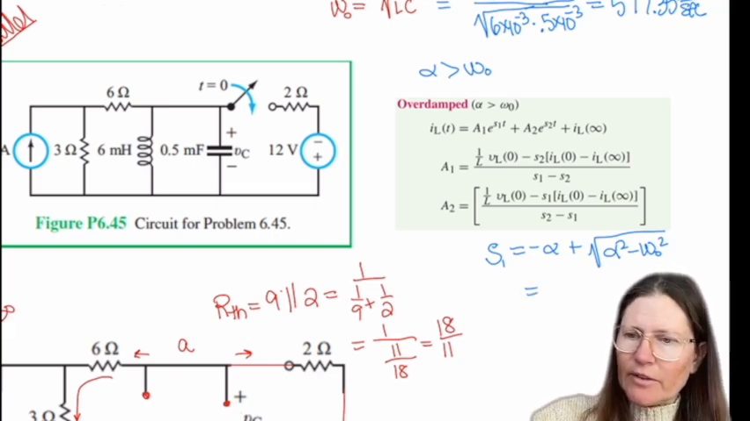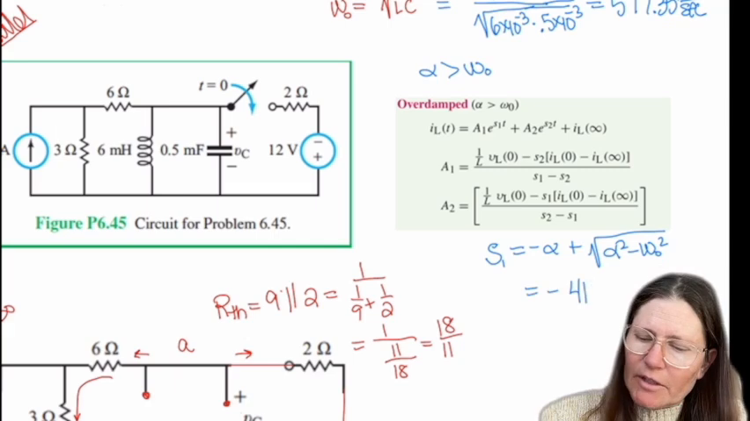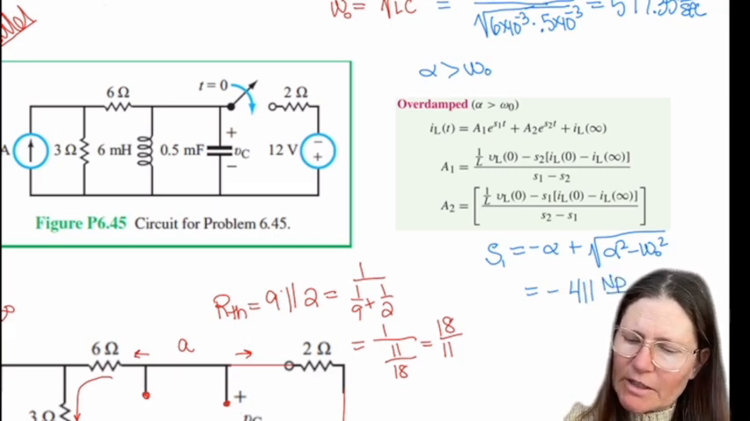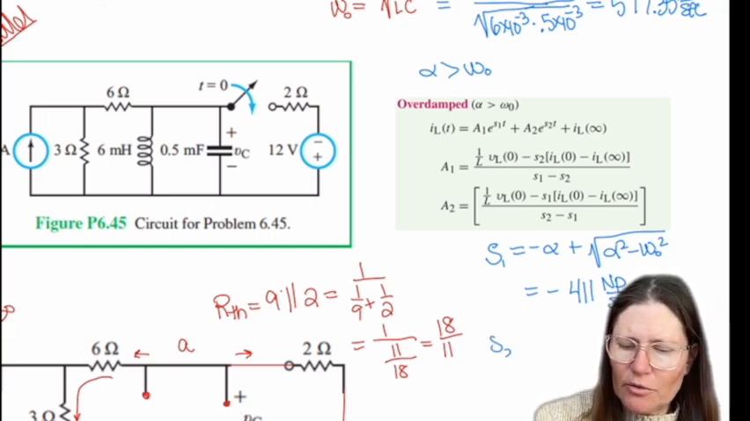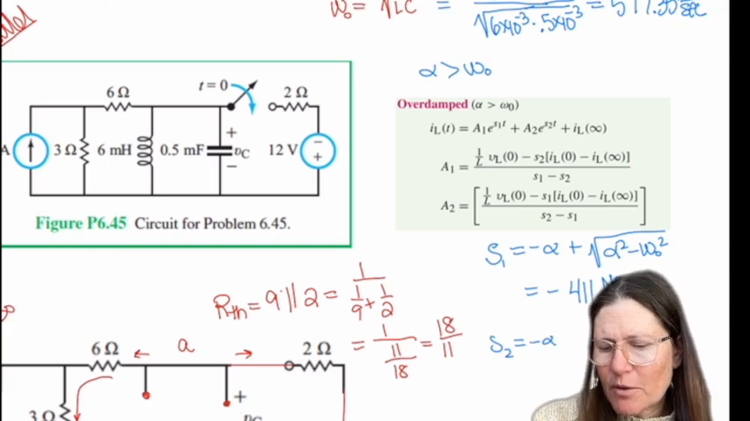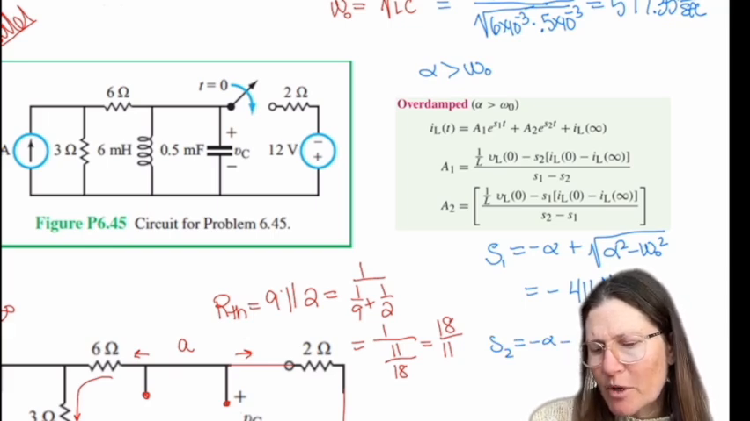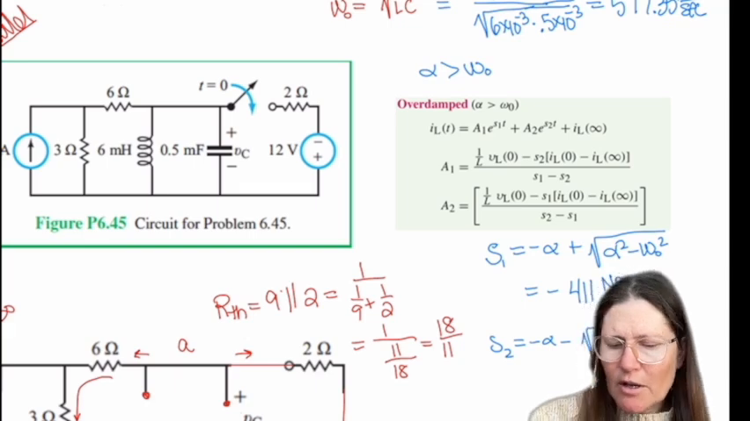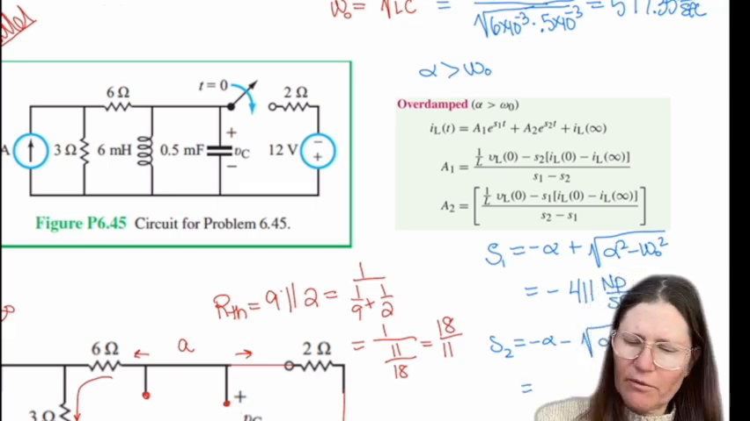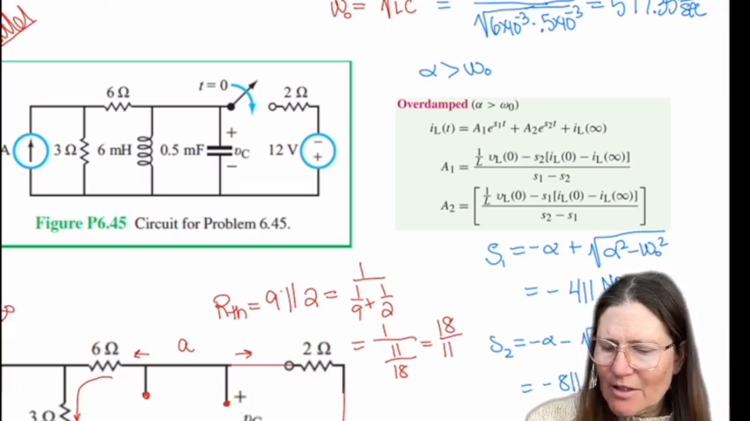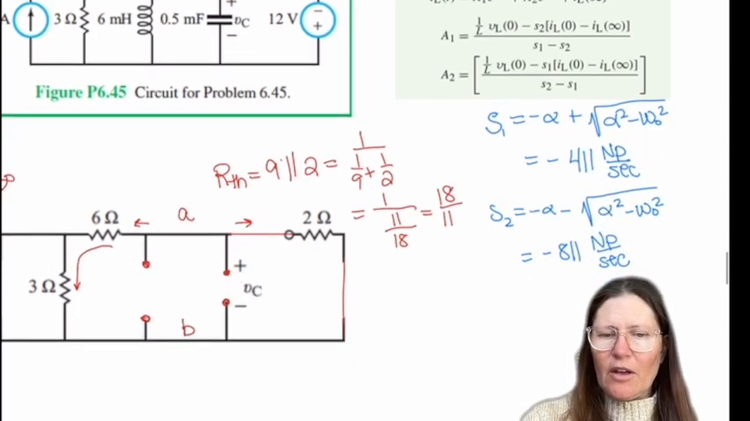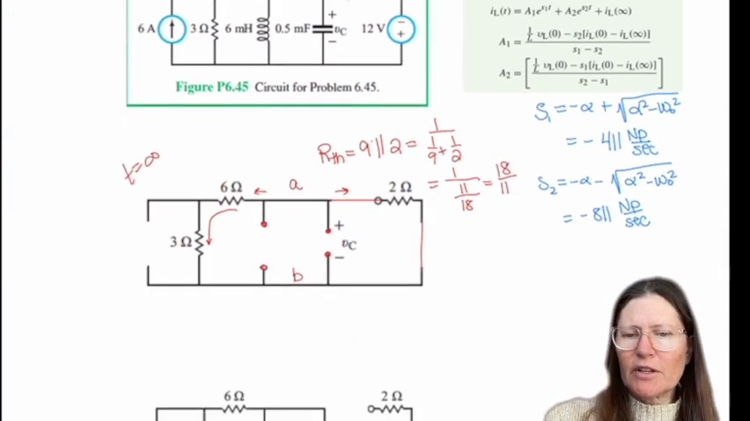And that gives us minus 411 meters per second. And S2 is minus alpha minus the square root of alpha squared minus omega naught squared. And that gives us a value of minus 811 meters per second. And then we need to find the initial values.